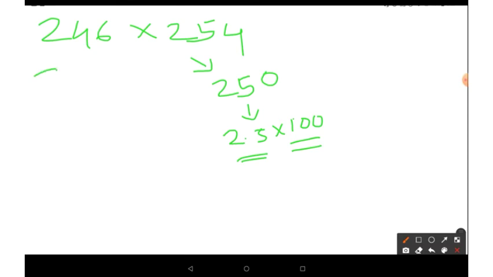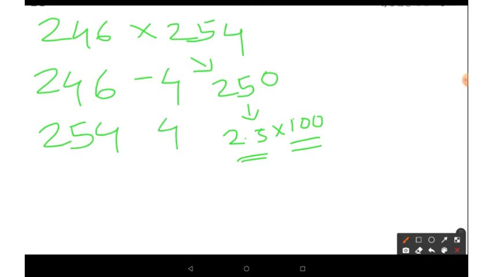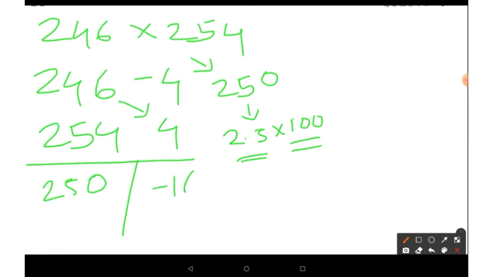How will you write the number 246? It is 250 minus 4. And what is 254? It is 250 plus 4. Then you can do whichever operation you want, either 246 plus 4 or 254 minus 4. I am going with 246 plus 4, so you will get 250, and minus 4 into 4 we will get minus 16.